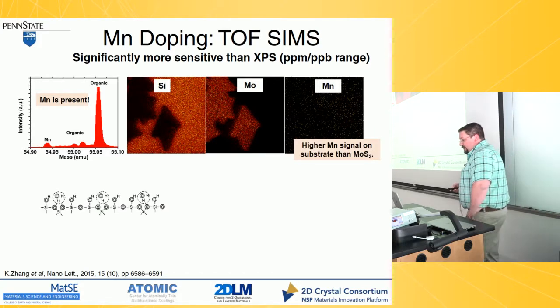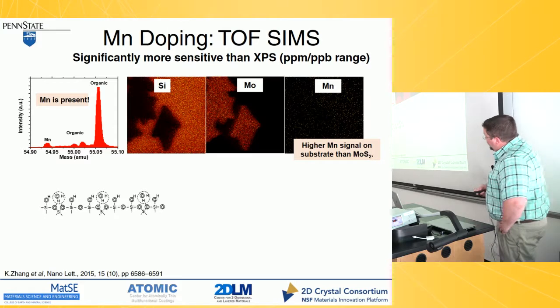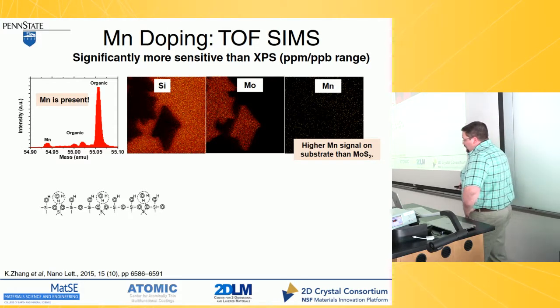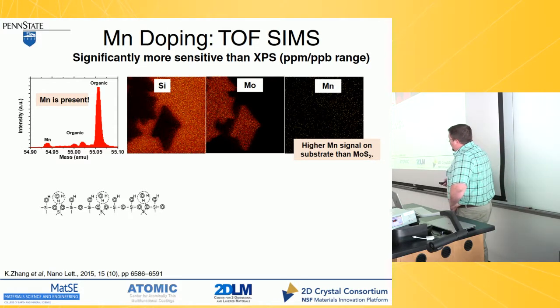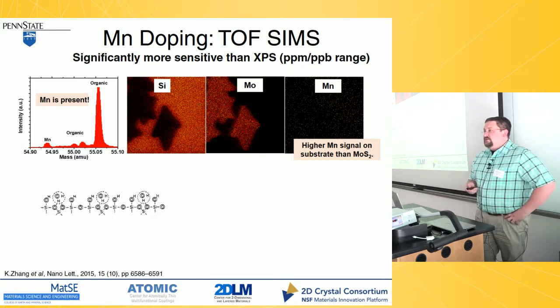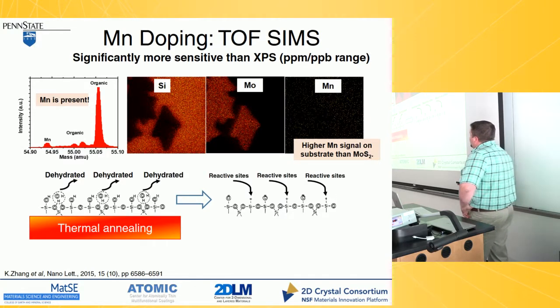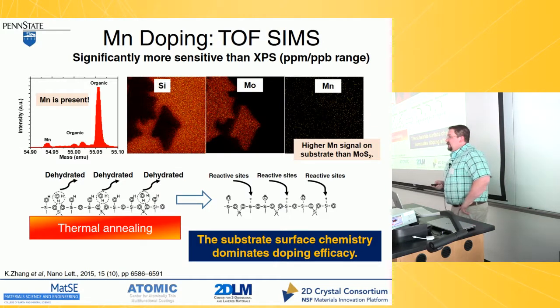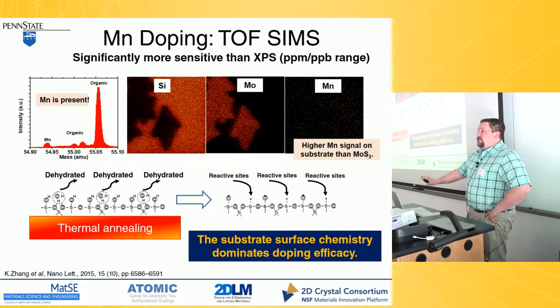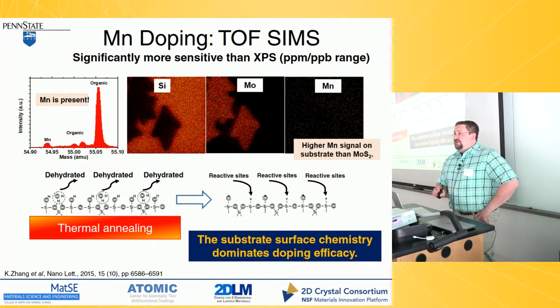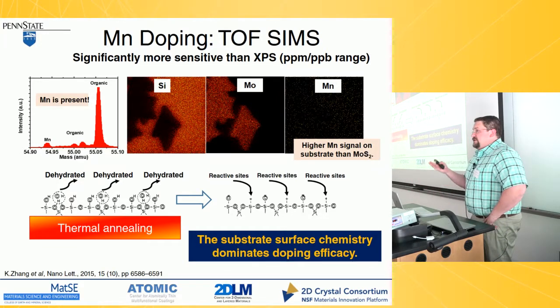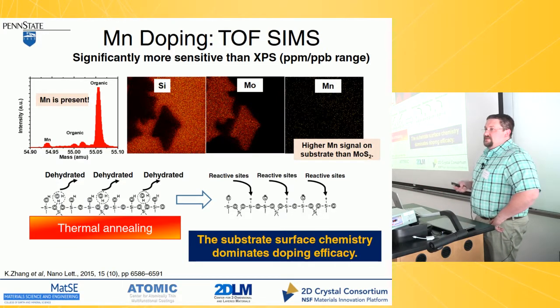So what we think is going on is when we increase the temperature for growth up to about 800 C, we've got this SiO2 surface with water on it. It dehydrates. Now we've got these dangling bonds with the silicon, and that's where our reactive sites are. And it's actually more reactive with the manganese than with the MoS2. And we still have this interaction with the MoS2 with the substrate as well. That's a competition.